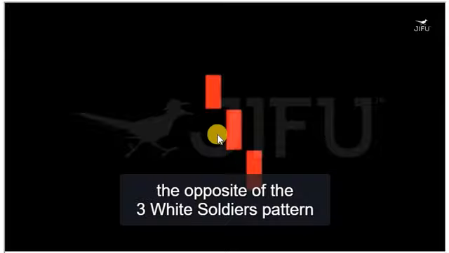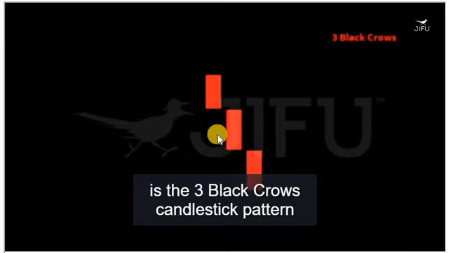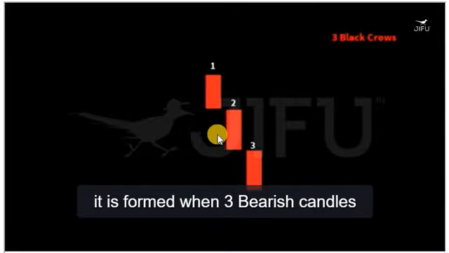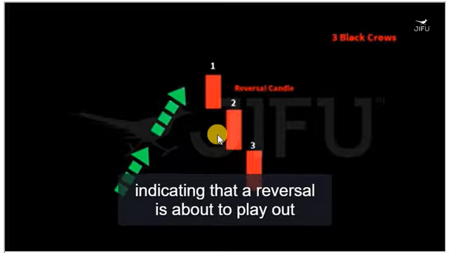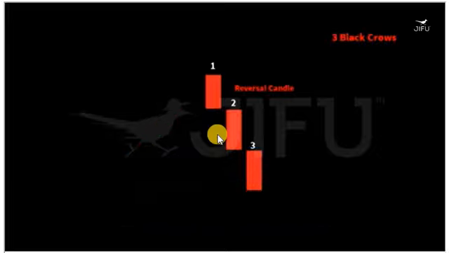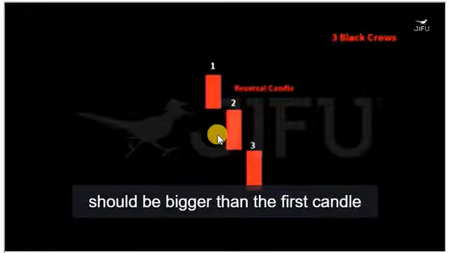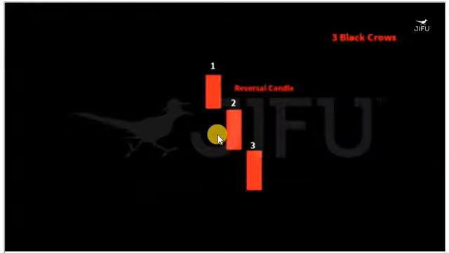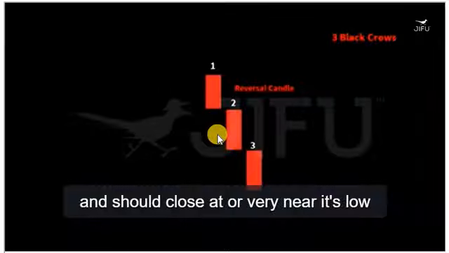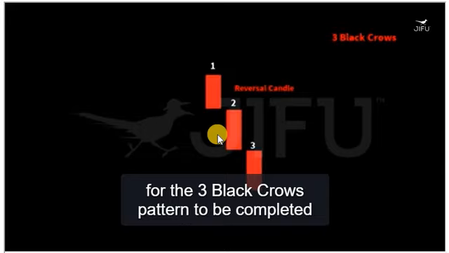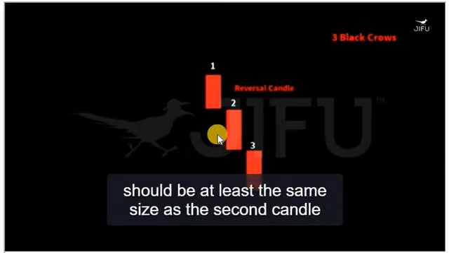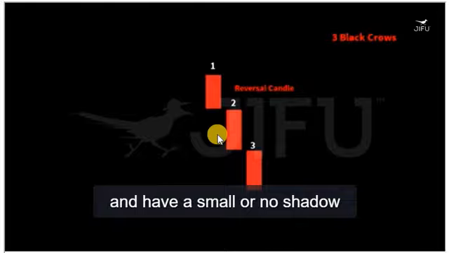The opposite of the 3 white soldiers pattern is the 3 black crows candlestick pattern. It is formed when 3 bearish candles follow a strong uptrend, indicating that a reversal is about to play out. The second candle's body should be bigger than the first candle and should close at or very near its low. For the 3 black crows pattern to be completed, the last candlestick should be at least the same size as the second candle and have a small or no shadow.